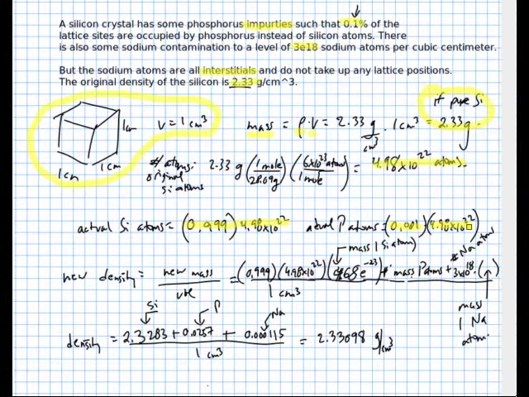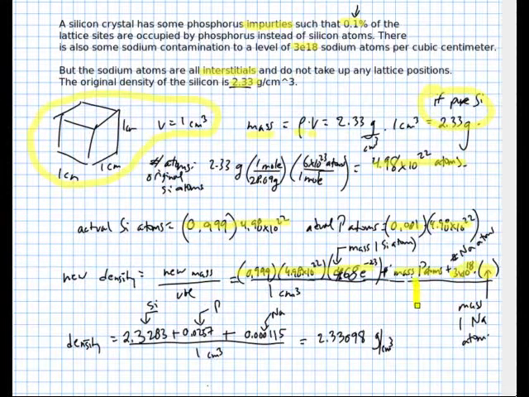So the new density is going to be the mass of the silicon atoms, which is not the same as it was before because I have only 99.9% of them, plus the mass of the phosphorus atoms, plus the extra sodium atoms that we add. Now for the sodium atoms, we're going to take the 3 times 10 to the 18th and multiply it by the volume, which in our case is 1 cubic centimeter, so the number of atoms is also 3 times 10 to the 18th. To get the mass of those sodium atoms, I need to multiply that by the mass of one of them.